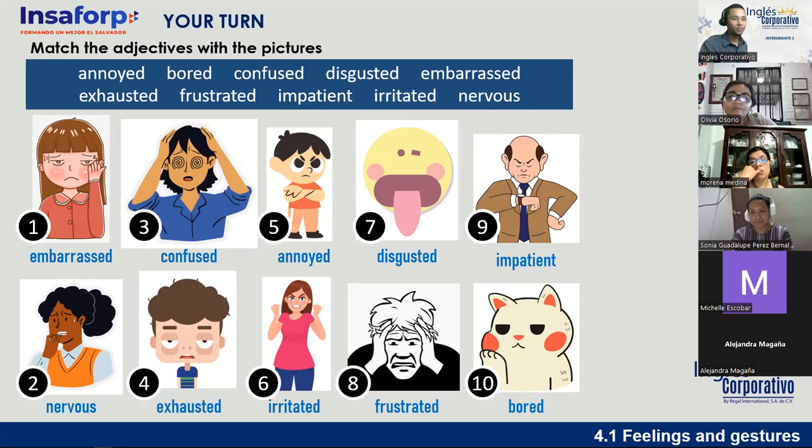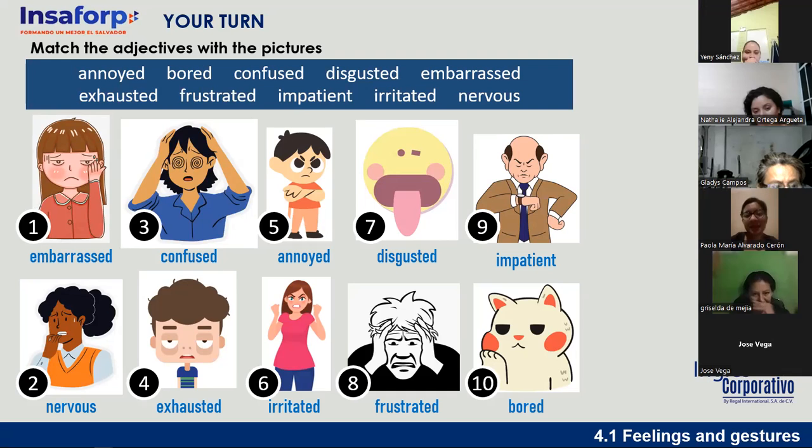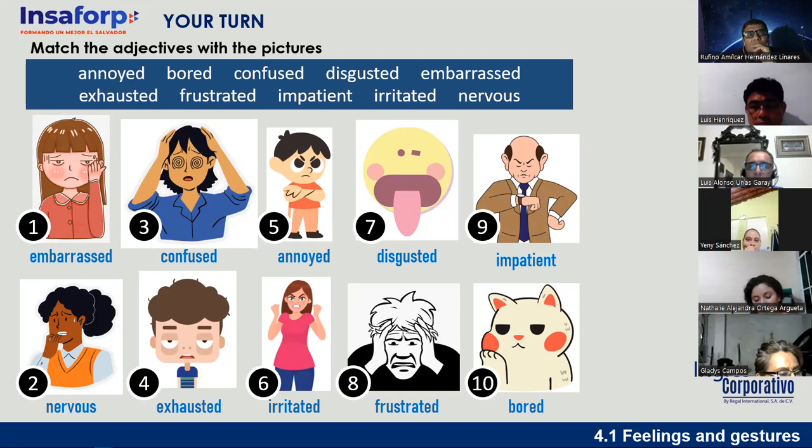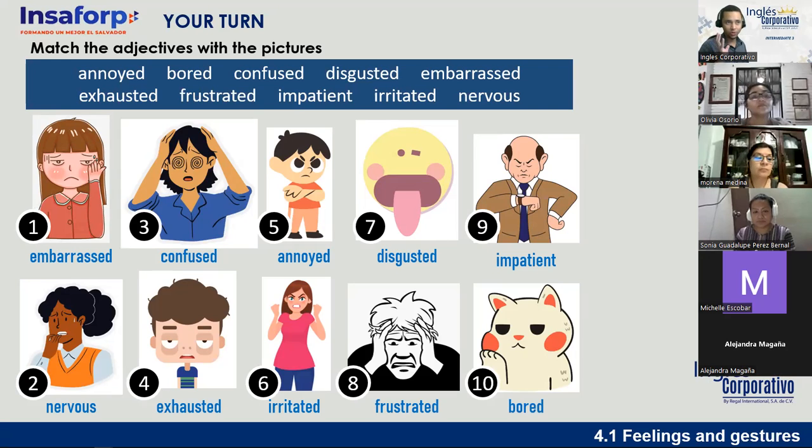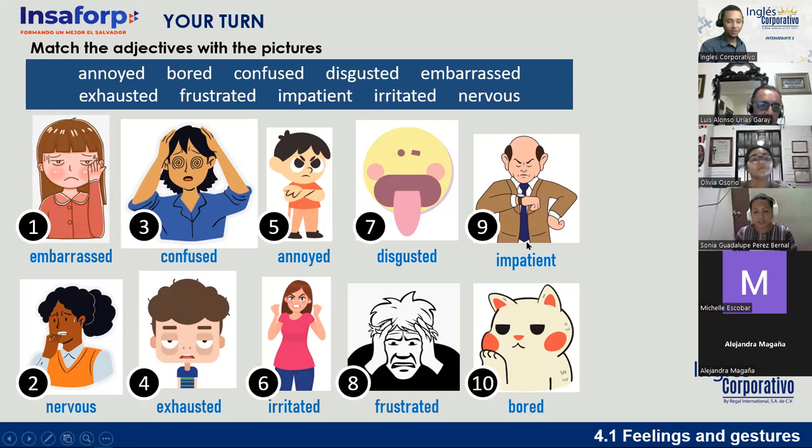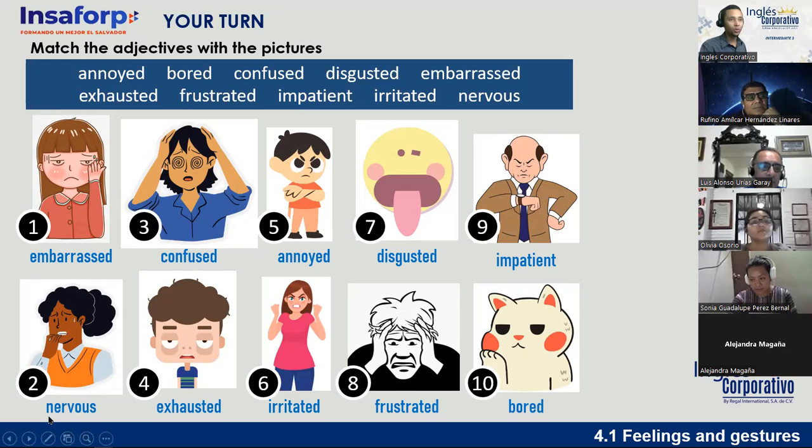Okay, so I'm going to read the words for you to repeat in your house. You don't need to activate the microphone. It's not necessary. Just practice in your house. Okay, so repeat after me. Number one. Embarrassed. Embarrassed. Okay. Number two, nervous. Nervous. Number three, confused. Confused. Number four, exhausted.